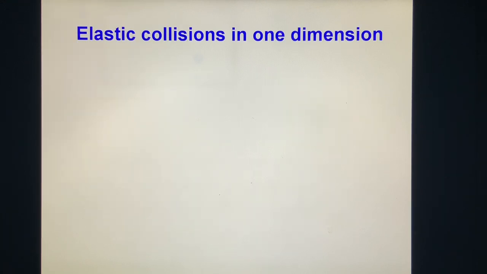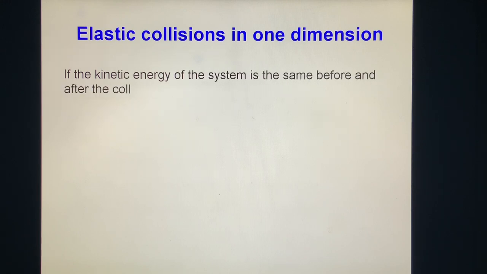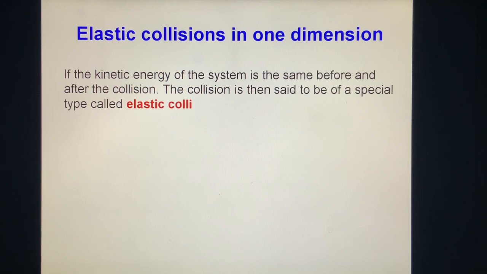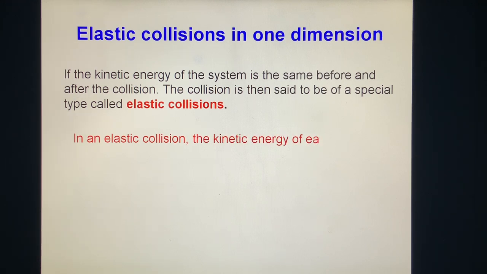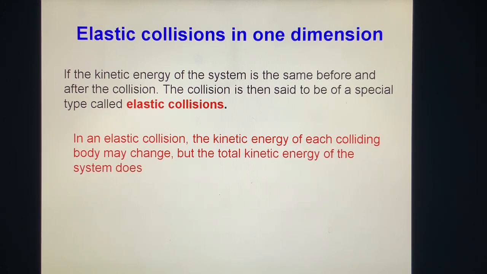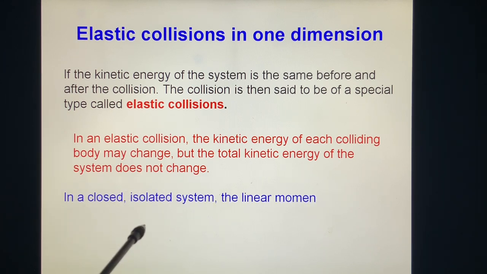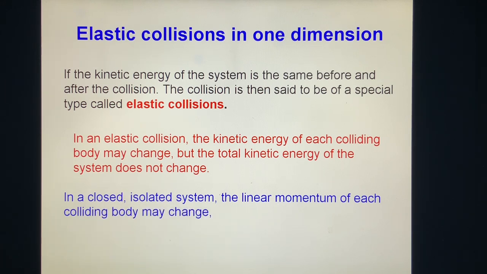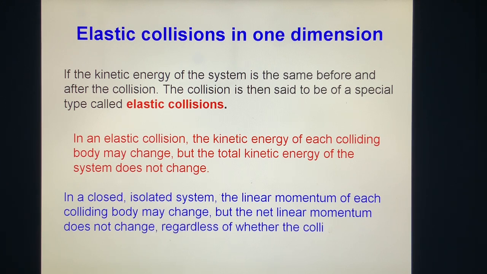Elastic collision in one dimension. If the kinetic energy of the system is the same before and after the collision, the collision is said to be of a special type called an elastic collision. In an elastic collision, the kinetic energy of each colliding body may change, but the total kinetic energy of the system does not change. In a closed, isolated system, the linear momentum of each colliding body may change, but the net linear momentum does not change, regardless of whether the collision is elastic or not.